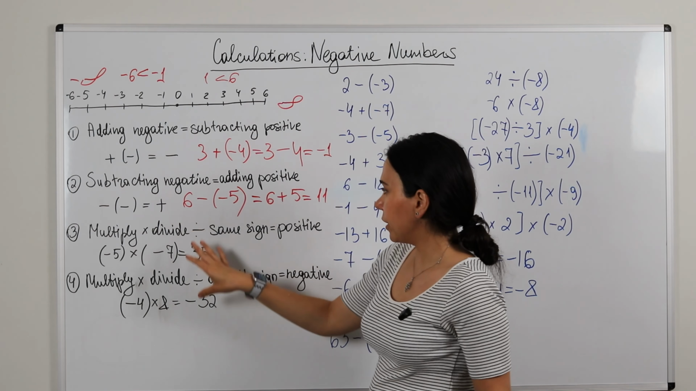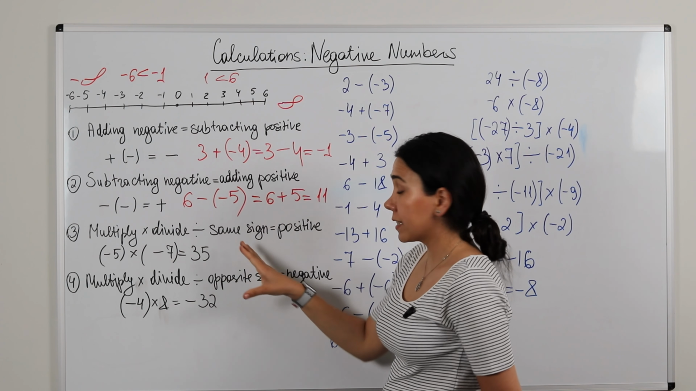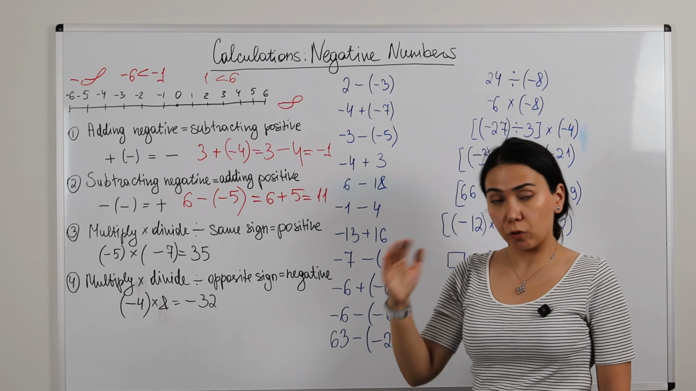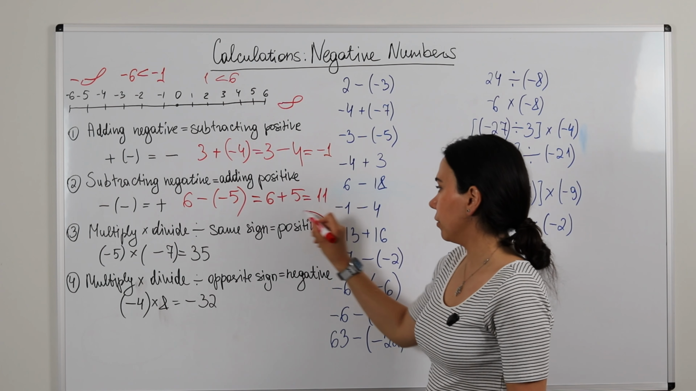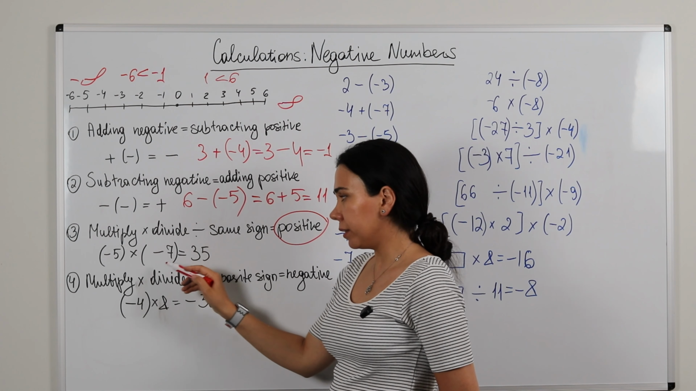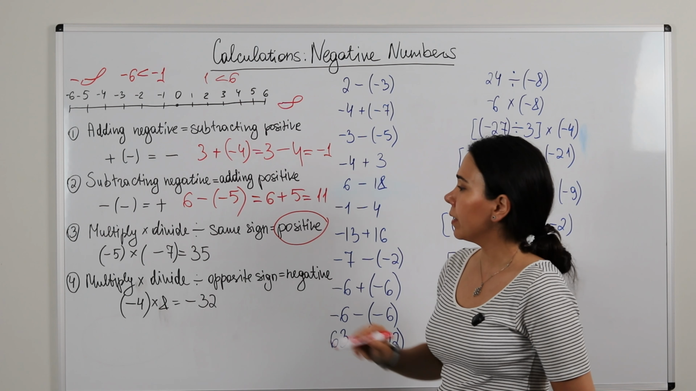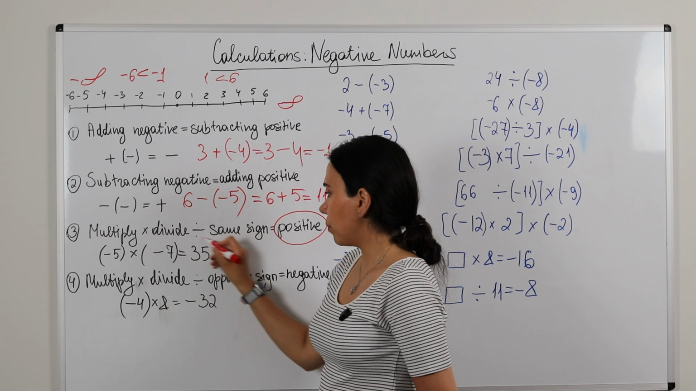Now with multiplication and division. If we are multiplying or dividing the same sign, it doesn't matter whether it's positive or negative, the answer is always positive. So minus multiplied by minus or divided by minus is always plus. Minus 5 multiplied by minus 7 is positive 35.